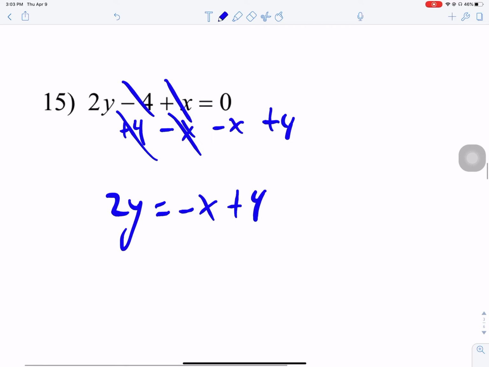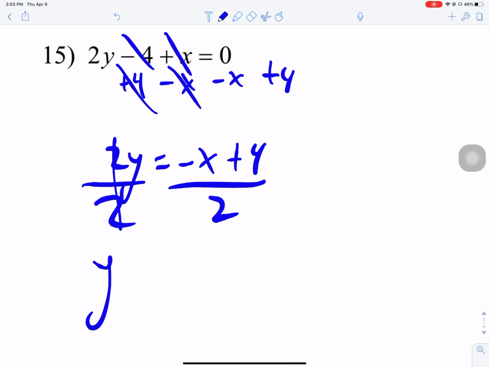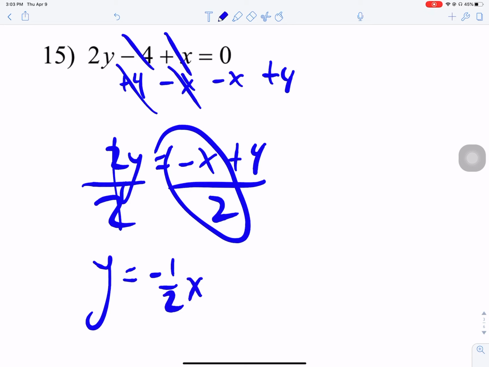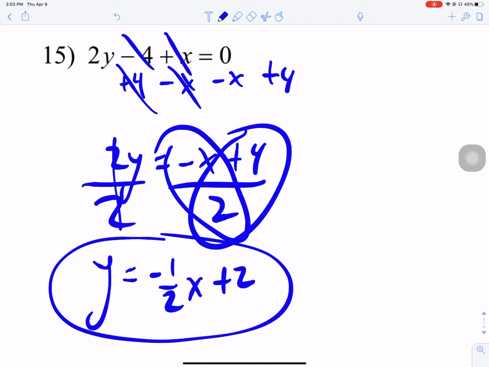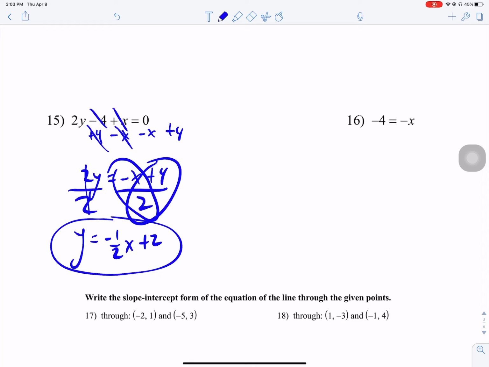And then we're just going to divide both sides by 2. But remember, you have to do this fraction first. And then this division problem, 4 divided by 2 is 2. Okay, solving for y-intercept. This one is done.